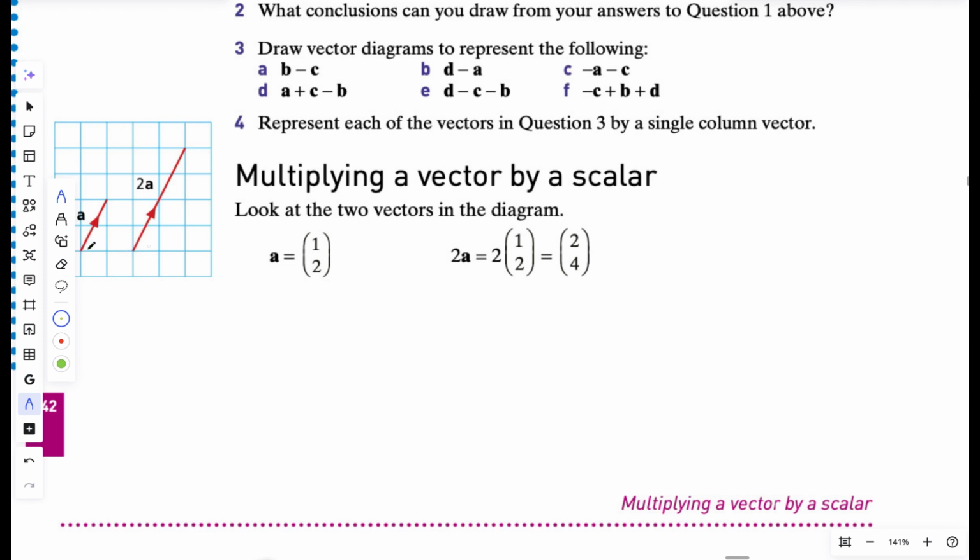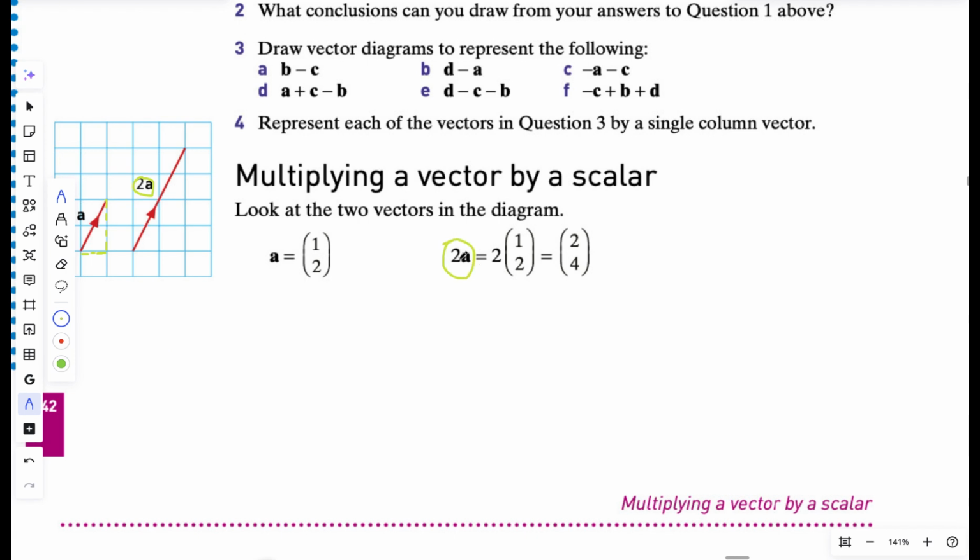The horizontal value was 1 box, and the vertical value was 2 boxes. Now, if you multiply by 2, scalar multiplication, the horizontal will now be 2 times 1, because here is 1. You have to multiply this one, 2 times 1. That's what we have here. You multiply by 2. This 2 is the scalar value.